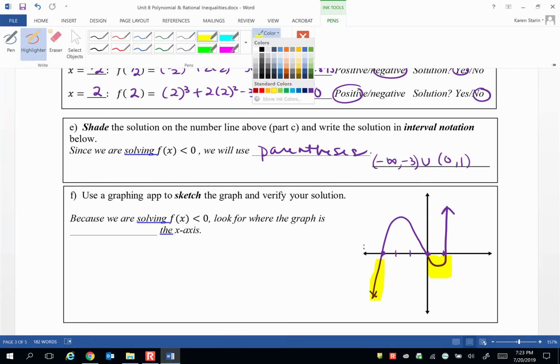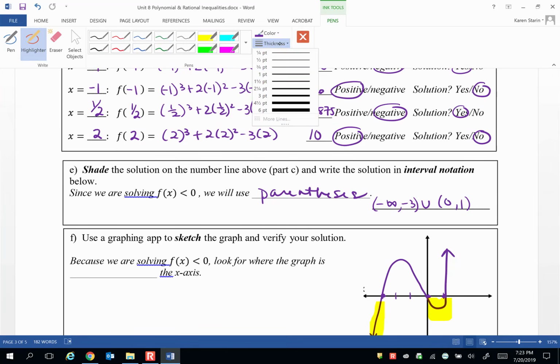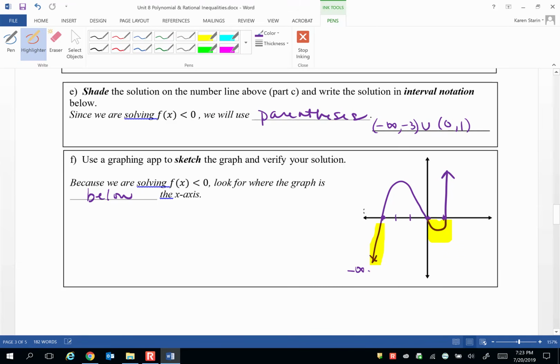So back to just a regular pen. What do we have? We're looking for everywhere below the x-axis. So the graph is below the x-axis from negative infinity to negative 3 and from 0 to 1. And so this agrees with what we did algebraically. So we could also say x is less than negative 3 and it is between 0 and 1.